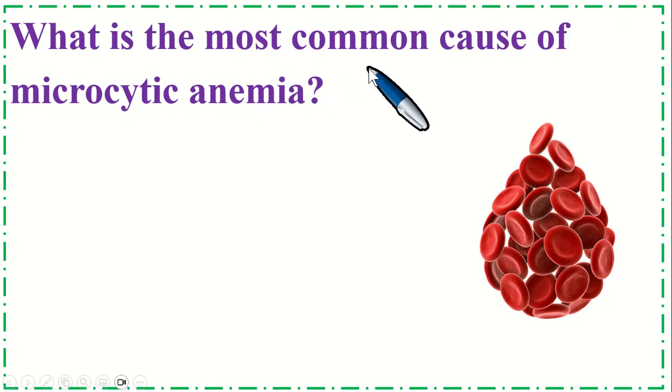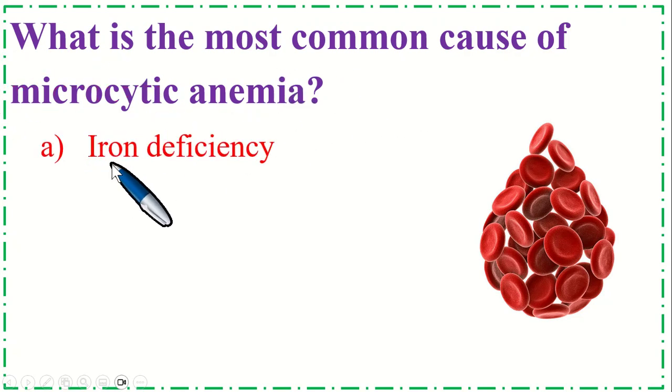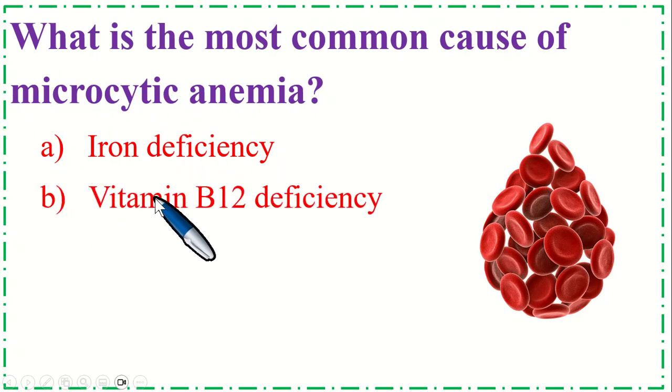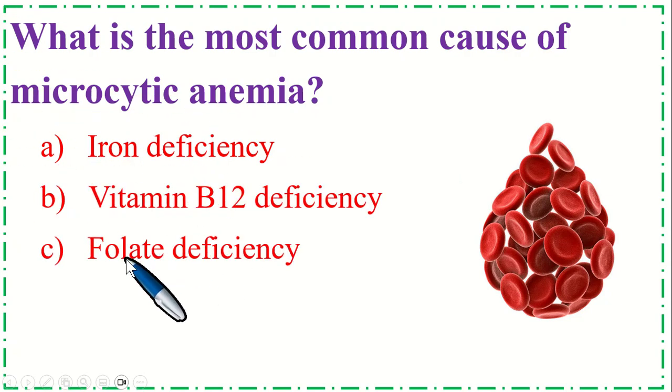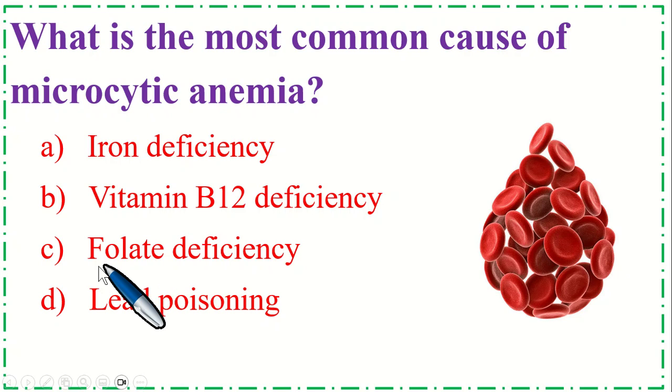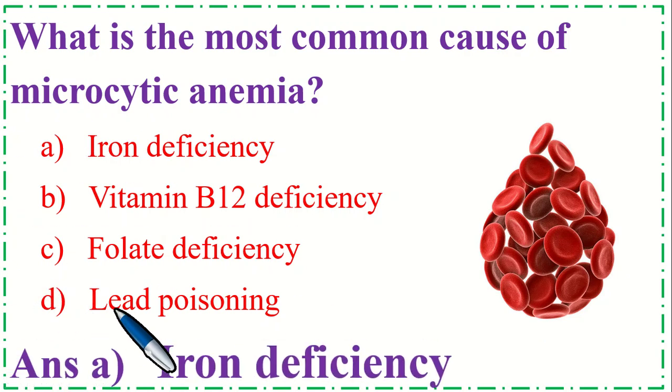What is the most common cause of microcytic anemia? Option A, iron deficiency. B, vitamin B12 deficiency. C, folate deficiency. And option D, lead poisoning. So the correct option is option A, iron deficiency.